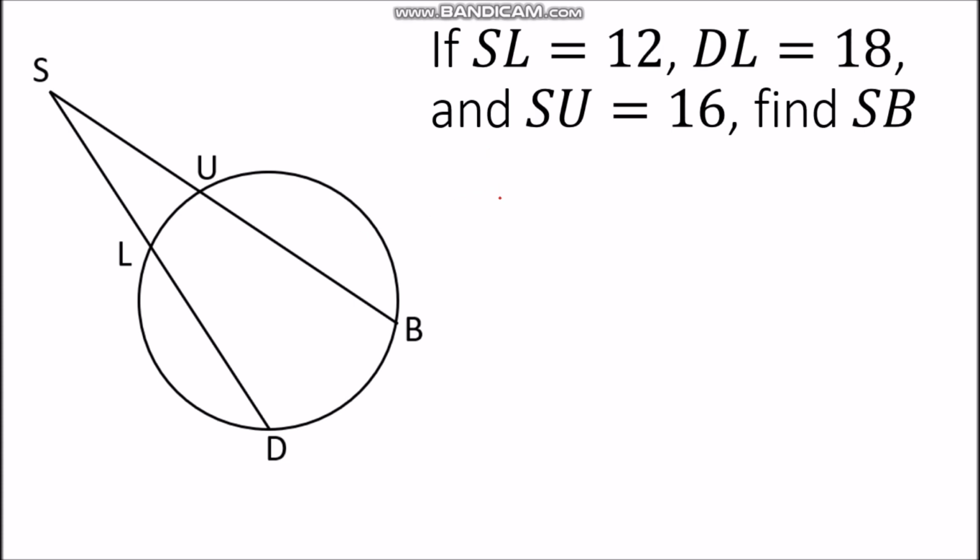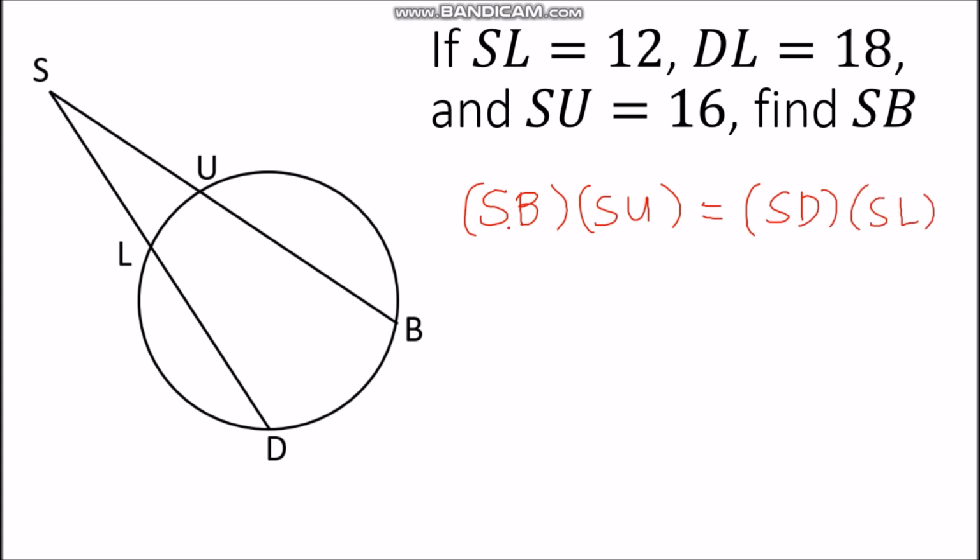Now, let's write here the formula. We have SB, which is the whole secant, multiplying it to its external part, which is SU. Then it should be equal to the product of the other secant, which is SD, and its external part, which is SL. Now, we just have to substitute all of the values.